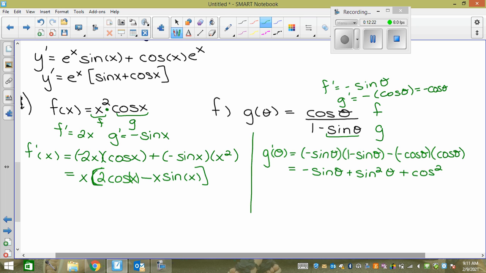And most people will get to here, but they're going to forget something. This is where we can use any of the trig formulas off of our Math 30-1 sheet, and it's not given to us, right? Whenever you see a sine squared theta plus cos squared theta, what does that equal? Pythagorean theorem. 1. That turns to a 1, so we actually can write it as negative sine theta plus 1.